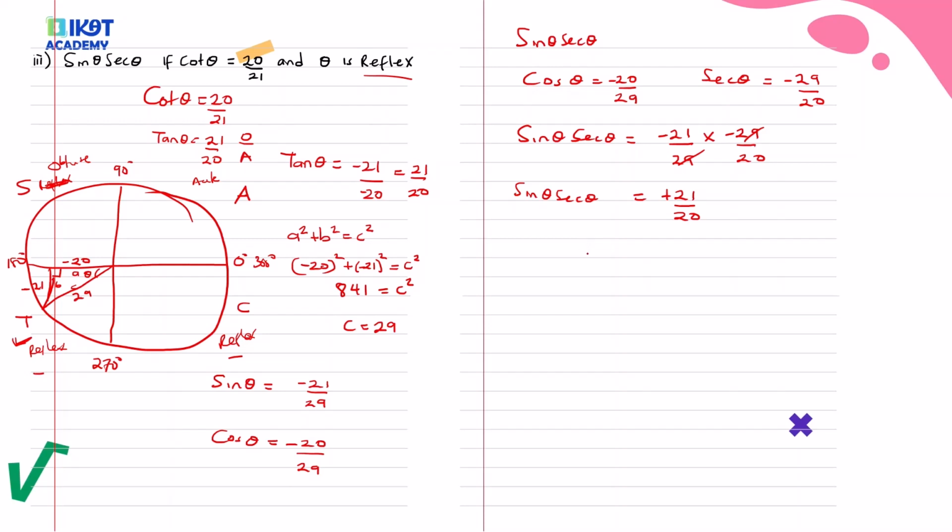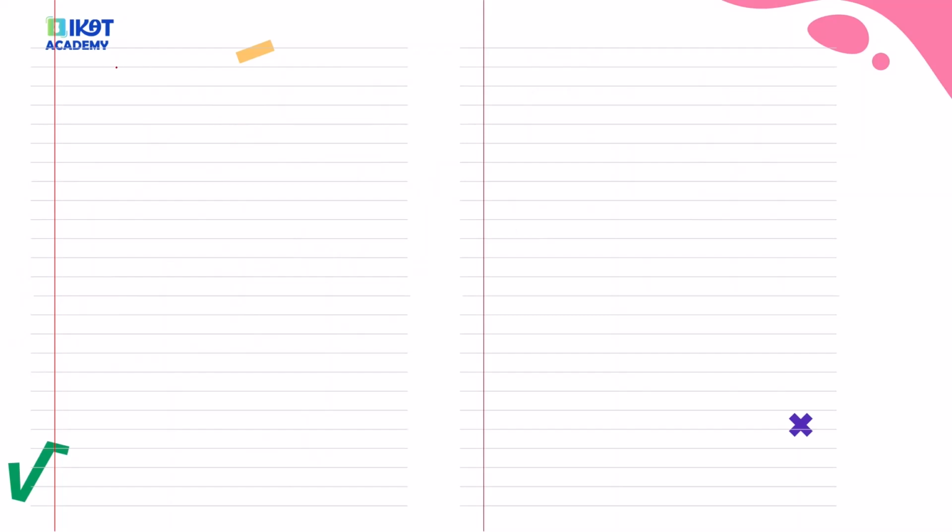You see, so we are going to say: find sin theta plus cos theta if cot theta is equal to 4 out of 5 and theta is obtuse. So you see now we have this.